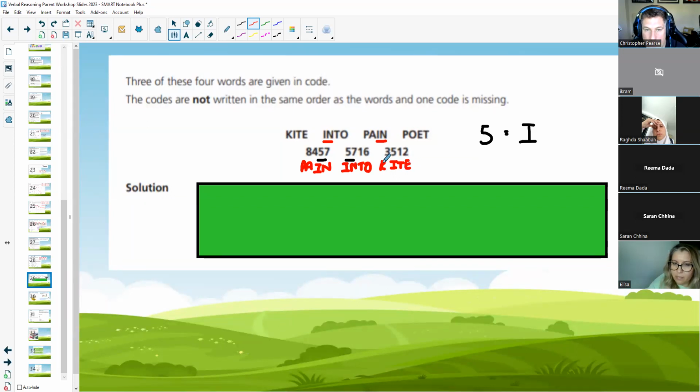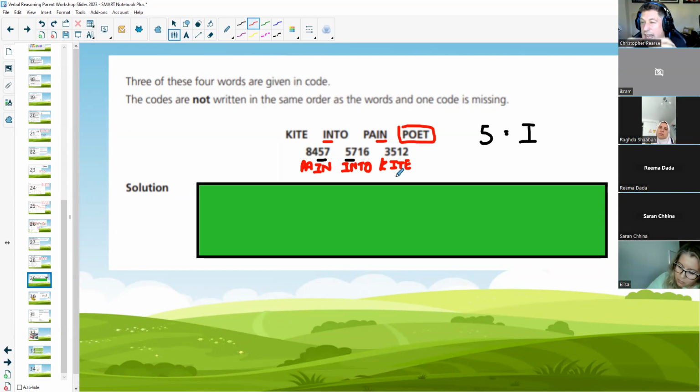kite. Sorry, it's a little bit difficult to write very small on the screen, but you get how a child would need to do it to make sure that those numbers and those letters are all very neatly lined up. So the word that was superfluous to this was, of course, poet. Now, interestingly, I could be asked for the code for poet because I know what the P is, I know what the O is, I know what the E is, and I know what the T is. So sometimes in the questions, they will ask the children, what's the code for that word, even though it wasn't one that I had to match up.